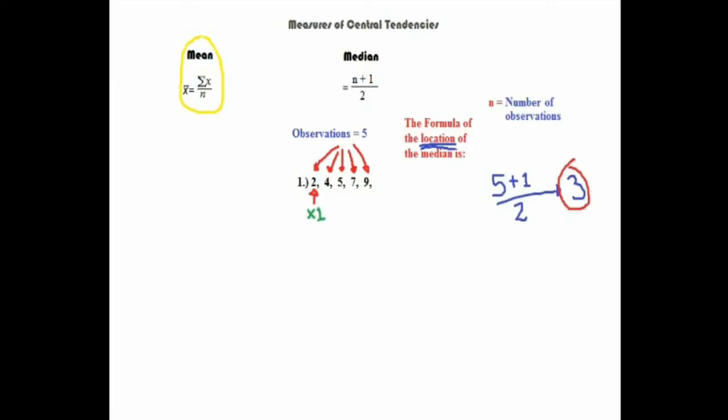So if we call this x of 1 and this x of 2, this would be x of 3, this would be x of 4, this would be x of 5. So what we are saying is that the median is x sub 3, because this only gives me the location of the median. So what is x sub 3 in this example? 5.